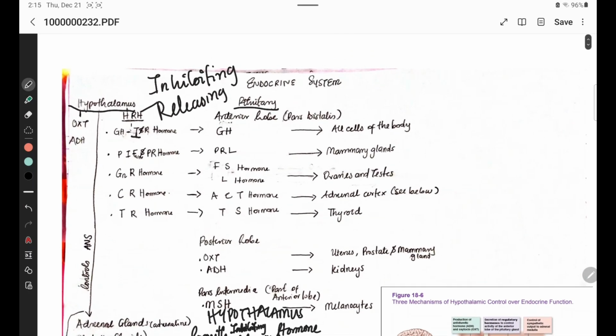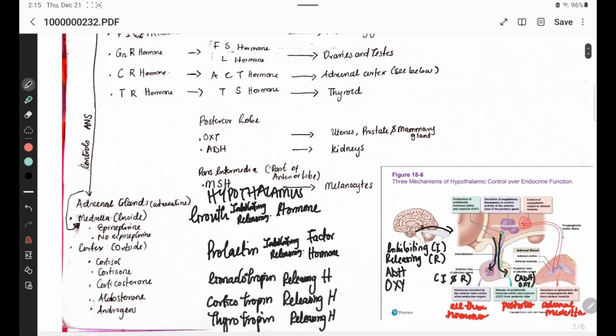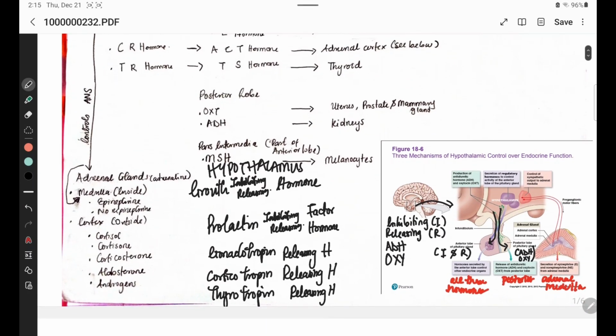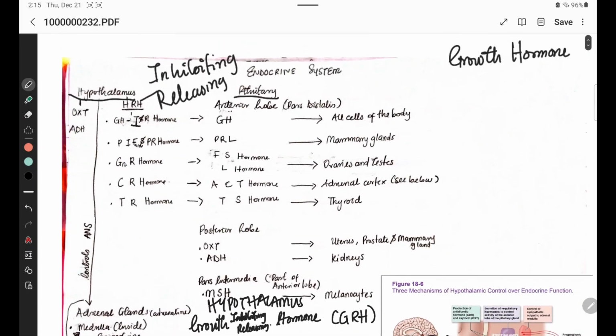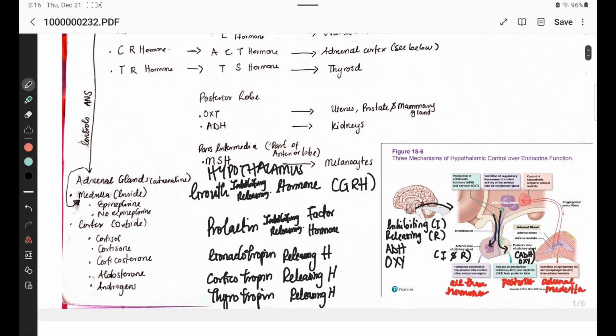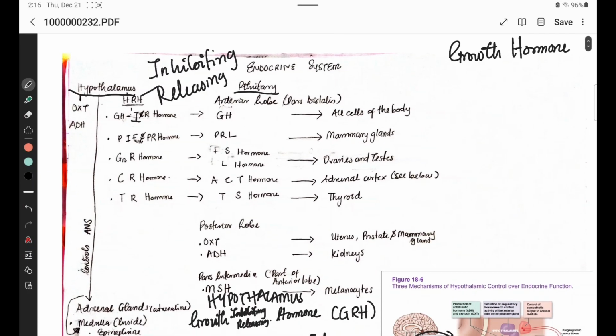Now let's go to the pituitary. The pituitary is more of the things we're used to hearing. In the pituitary, we have the growth hormone. Let me start by saying the growth hormone is released when the growth releasing hormone from the hypothalamus is released. Let me explain. The hypothalamus releases GRH, growth releasing hormone, and it tells the pituitary, hey, produce growth hormone.